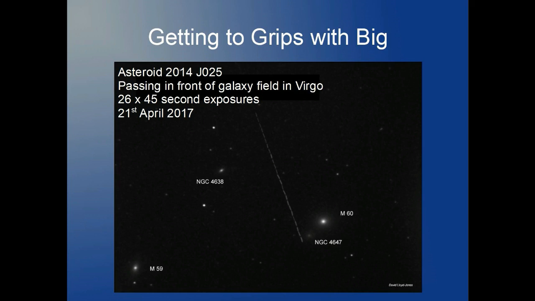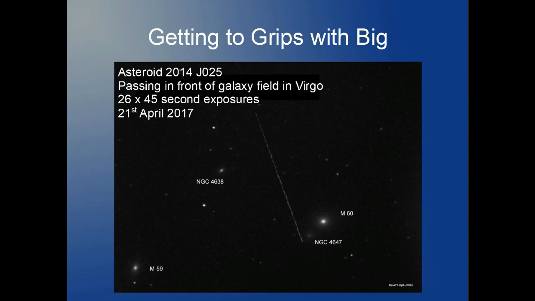I thought that it would be fun to track its progress by taking a series of 45-second exposures as it passed in front of this galaxy field here in Virgo. I ended up with 26 of them. The next day, I combined all of the images together to produce this somewhat wobbly trail.